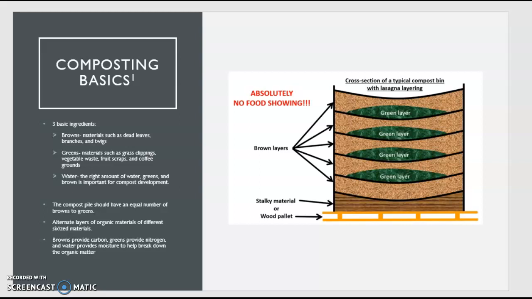In the picture on the right, you'll see a little diagram of a compost, and the compost pile should have an equal number of browns to greens, and you should alternate layers of the materials. See how the diagram had brown, green, brown, green, brown, green, brown, green, brown, and you also want to make sure that there's no food showing on the top layer, so just cover it with a layer of brown.